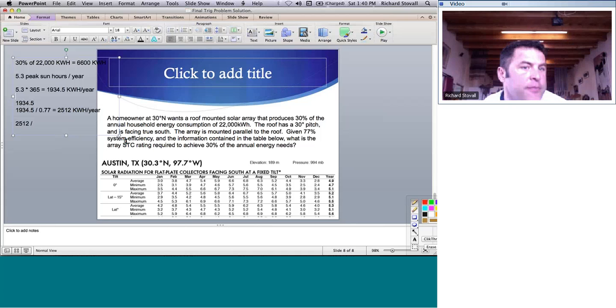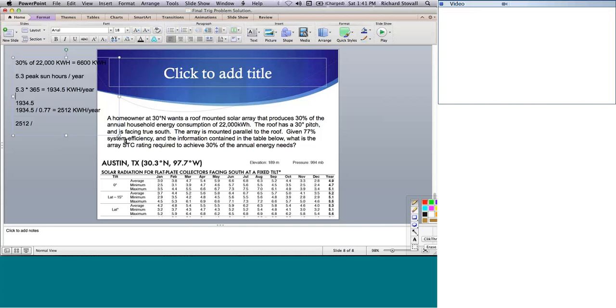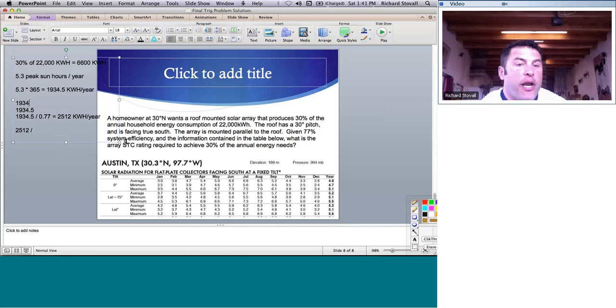The standard PVWatts derate is 0.77. You are correct in that 5.3 times 365 is 1,934 peak sun hours per year. And you can take the 6,600 kilowatt hours divided by 1,934.5 peak sun hours, and you'll get the non-derate-corrected value for the system size that you need.